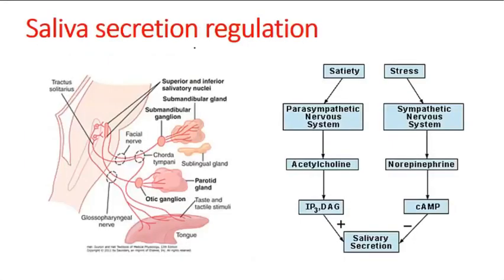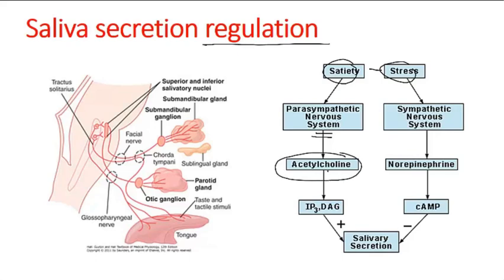Now if you look at the regulation of saliva secretion, it is mostly regulated with the help of the nervous system. The whole process is regulated there. So there are two scenarios you can see here. One is satiety and then the stress. Normally when you are eating food, or you're seeing a lot of food around you and you have access to all of it, the parasympathetic nervous system of your body starts producing acetylcholine.